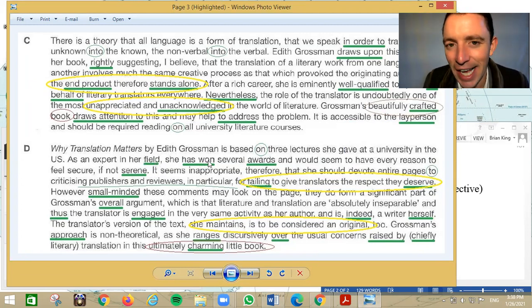Has won, this is an example of the present perfect. So the auxiliary have in the present, and won is the verb from ganar, to win. Win, won, participle. Okay, so that's an example of the present perfect.